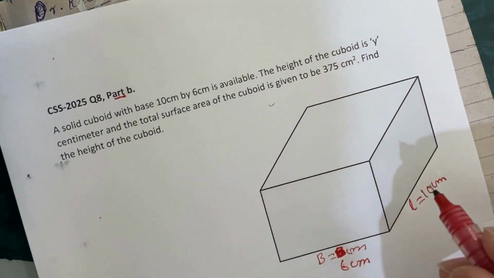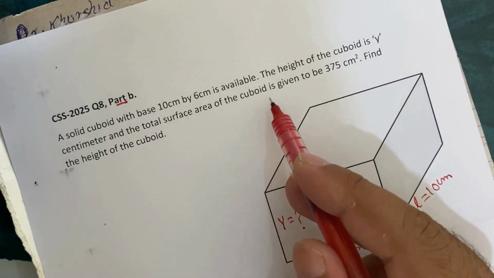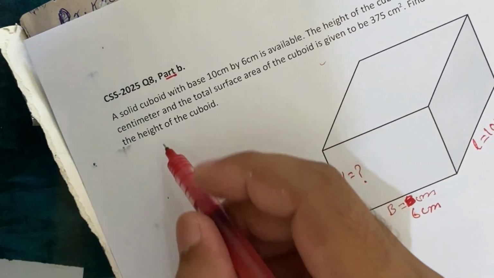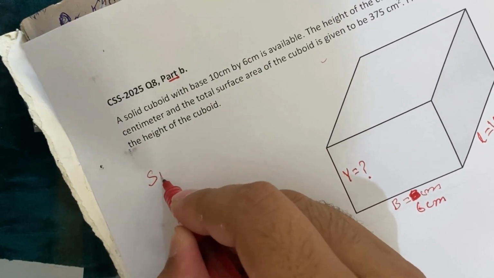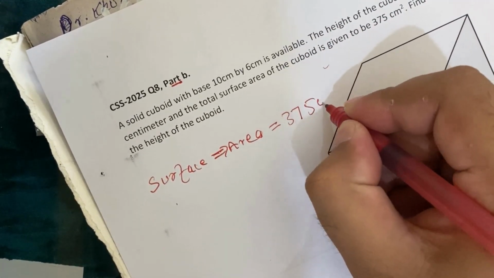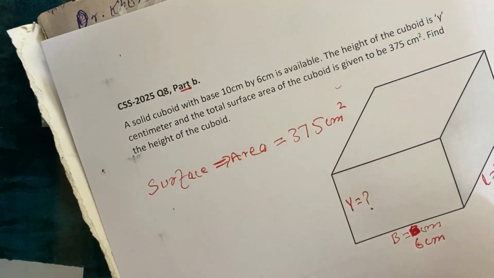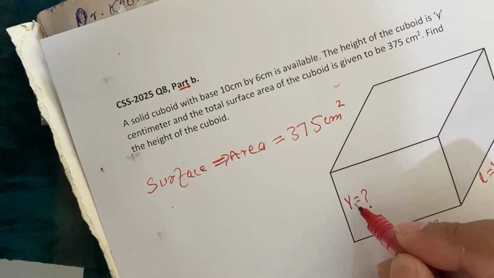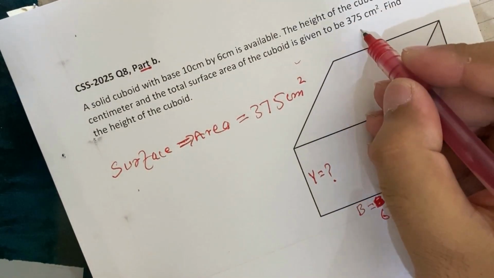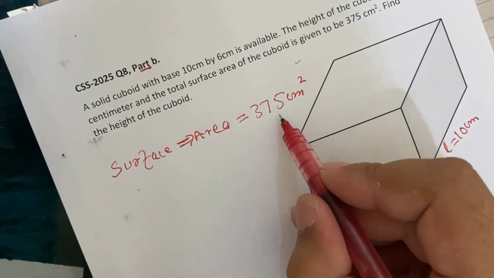This height is not known, it is just y. The total surface area of the cuboid is given to be 375 centimeter square. So simple. Now we are asked to determine the height of the cuboid, just the y dimension. As you can see, we are given the surface area, and we can determine the height of the cuboid from the given surface area.